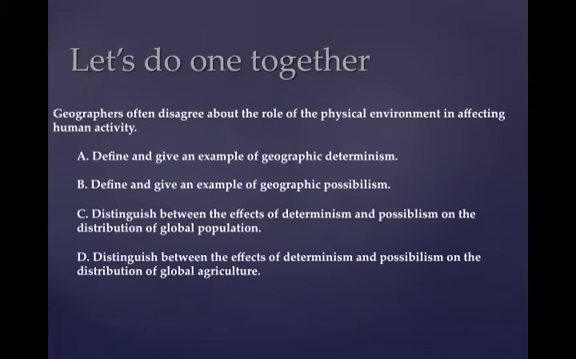Okay, if we look at the question, we see a couple of verbs in there. We see define. Define is in there twice. Define and give an example of geographic determinism. Define and give an example of geographic possibilism. And then we see the word distinguish. Distinguish between the effects of determinism and possibilism on the distribution of global population, and distinguish between the effects of determinism and possibilism on the distribution of global agriculture. So we have two words there, define and distinguish.